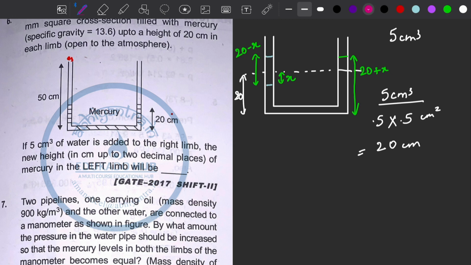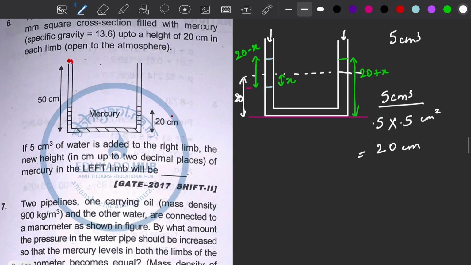So let's say this is the datum, or else let the bottom be the datum. Alright, and let's calculate the thing now. So the pressure, because both the columns are open to atmosphere, pressure will be same.